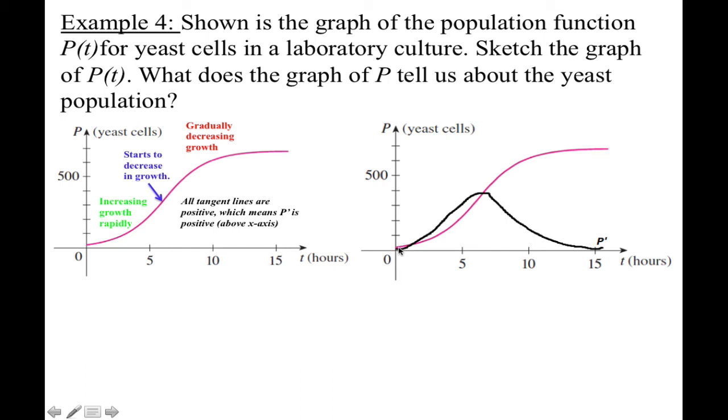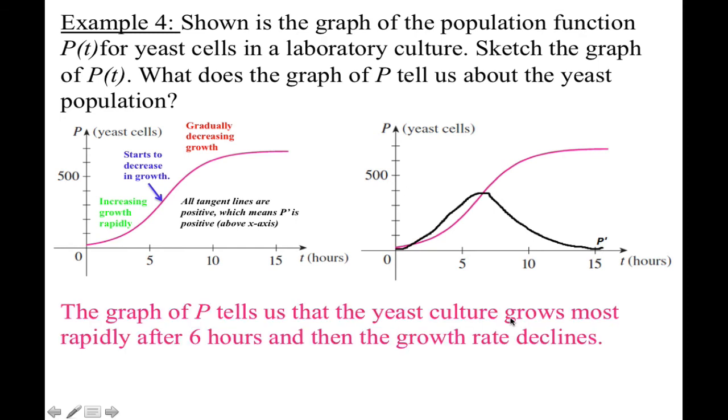Notice how my tangent lines start off fairly flat, then get steeper, which means that the values of the slopes start off small and get bigger. Then at some point, the tangent lines start to decrease and get closer to 0. So therefore, there's a turning point for those tangent lines.